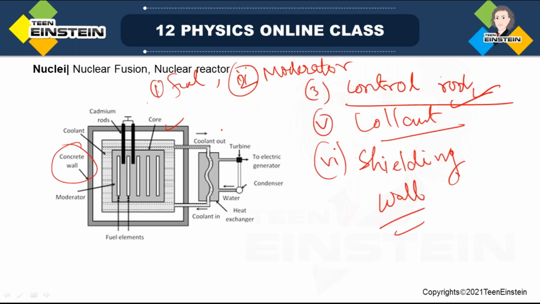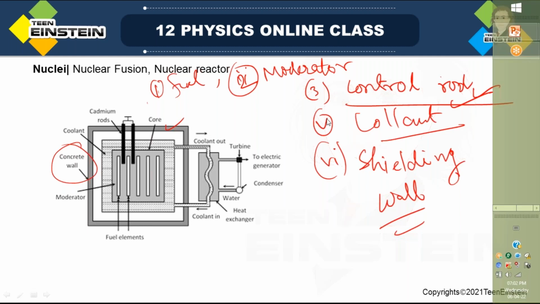So we'll stop here for today, and this is how we complete the chapter Nuclei. Next day we'll take up various numerical problems, depending on fusion, alpha decay, beta decay, gamma decay, etc. So therefore we'll stop here today.